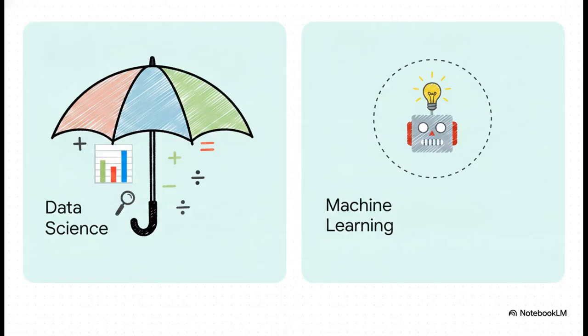So the really crucial point here is that data science is the broader, interdisciplinary umbrella. It uses math, statistics, and programming to pull insights out of both structured and unstructured data. Machine learning, on the other hand, is a very specific subset of artificial intelligence. It focuses entirely on algorithms that allow computers to learn from data and make decisions totally automatically, without human beings explicitly programming them to do so.